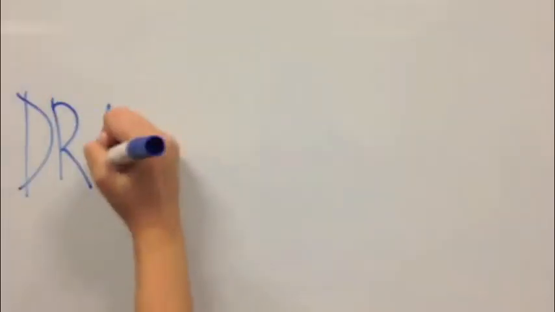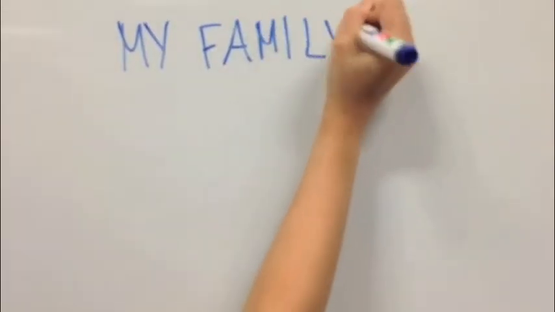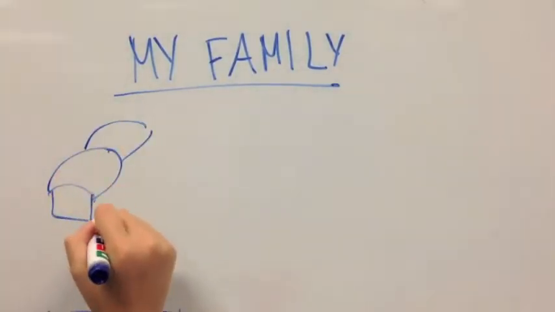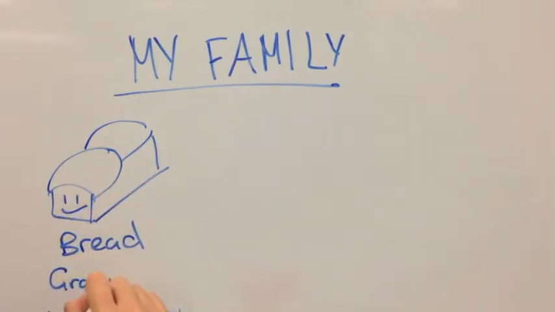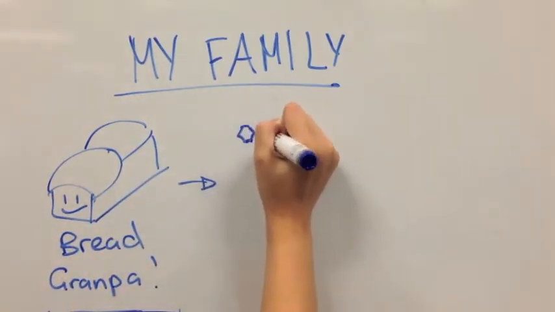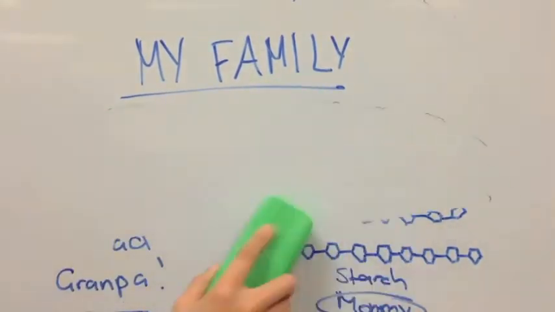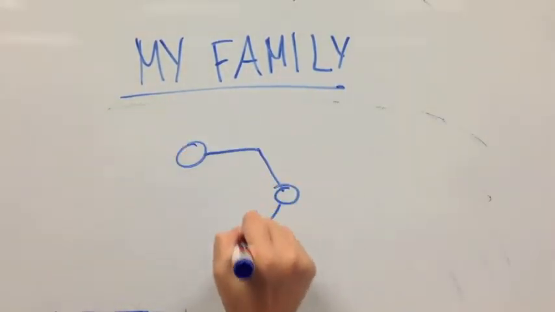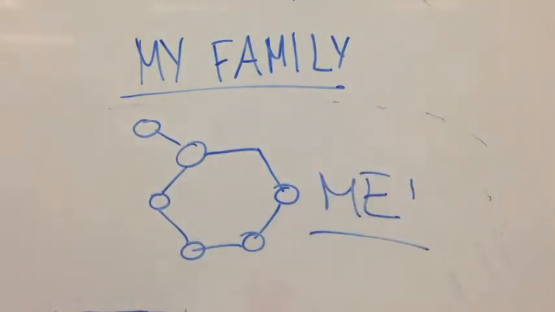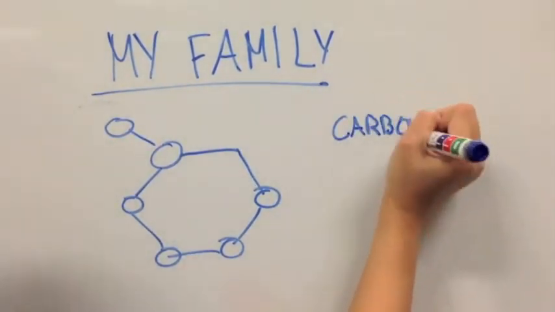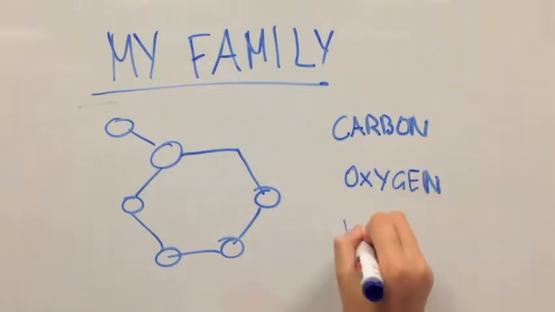Many people have been doing a Draw My Life video, so I decided to do one myself. Let's start off with my family. My grandfather was a carbohydrate. When he broke down, he created my mother, Starch. After my mother broke down, I was created, Glucose. I'm composed of 6 carbons, 12 hydrogens, and 6 oxygens.